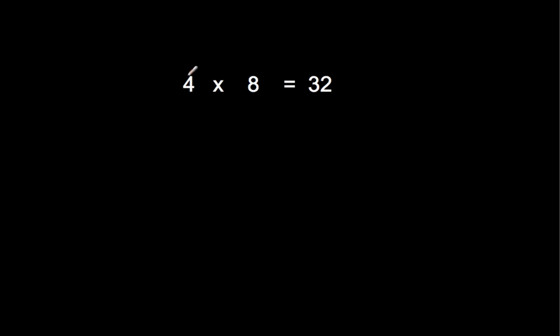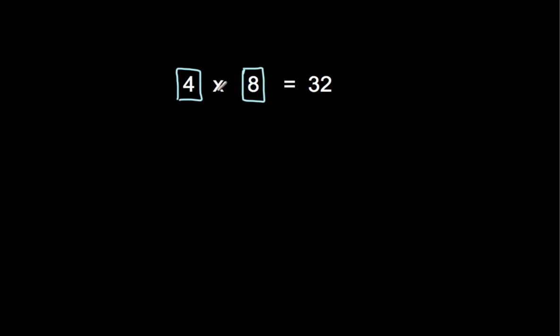You've basically seen this fact before. 4 times 8 is equal to 32. That means 4 times 8 is 32. I'm going to name the names that we call the numbers we use to multiply. So 4 is a number that we're using to multiply, and 8 is a number that we are using to multiply as well.